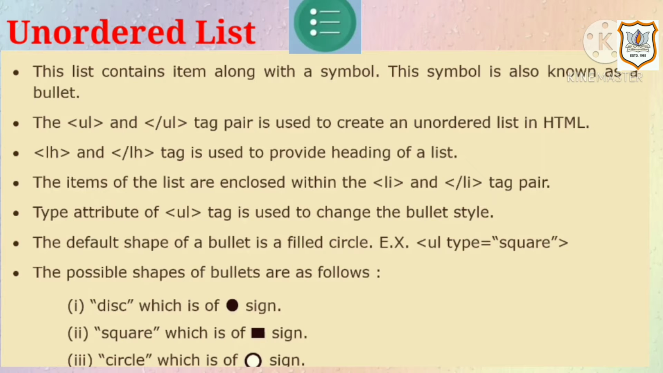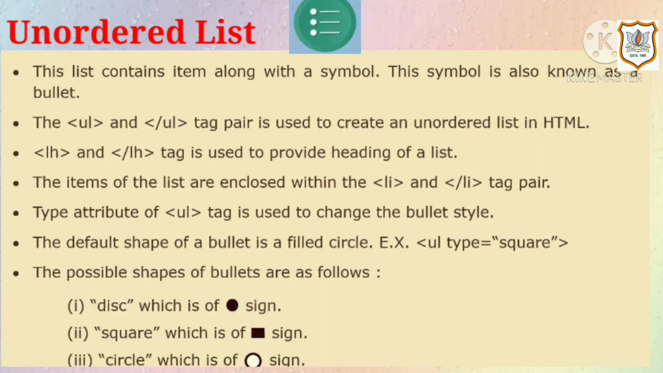Unordered list contains items along with a symbol. This symbol is also known as a bullet. The UL and /UL tag pair is used to create an unordered list in HTML. The LH and /LH tag is used to provide heading of a list. The items of the list are enclosed within the LI and /LI tag pair.